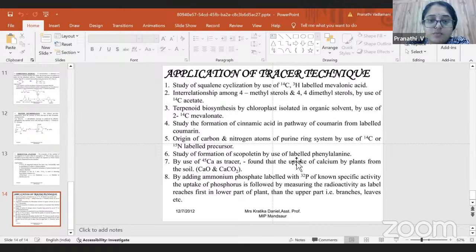Study of the formation of scopolamine. Then tracer for uptake of calcium. By adding ammonium phosphate labeled with P32, you can study the uptake of phosphorus in plants, and how much of it is going into the branches, leaves, etc.